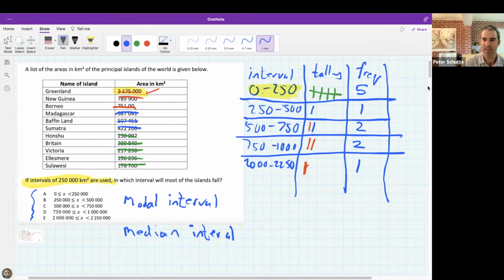Who would like to give me a suggestion as to how I would go about finding the median normally? What would I normally do when I'm trying to find the median? Who has some suggestions or ideas? What's step 1?